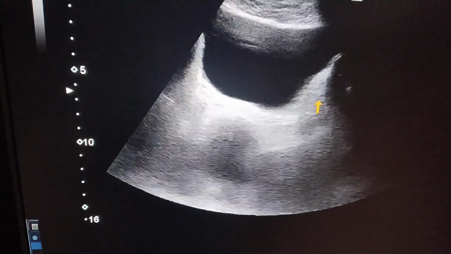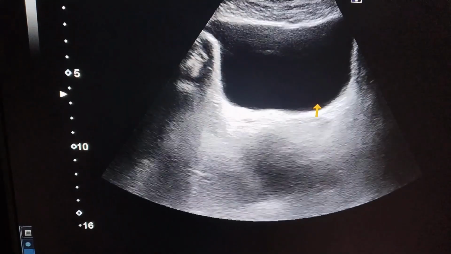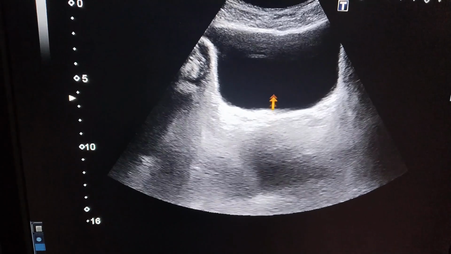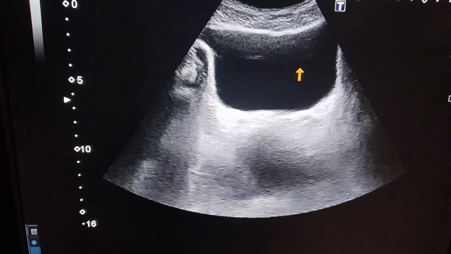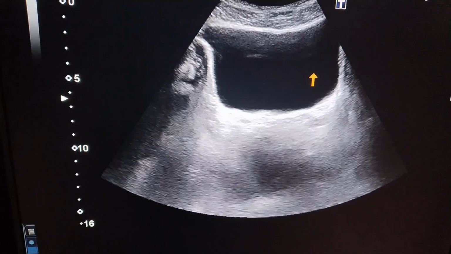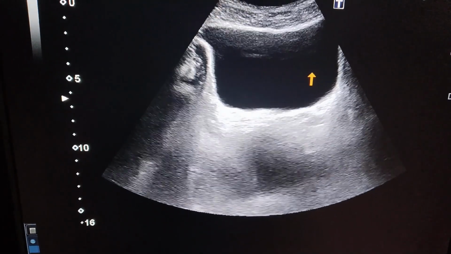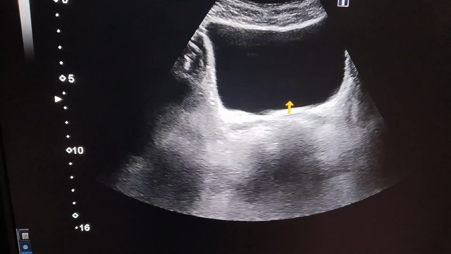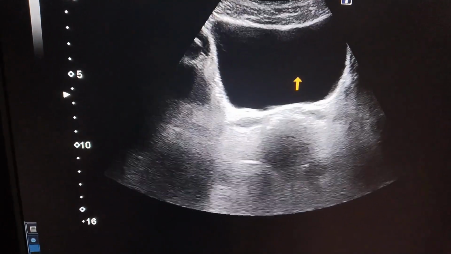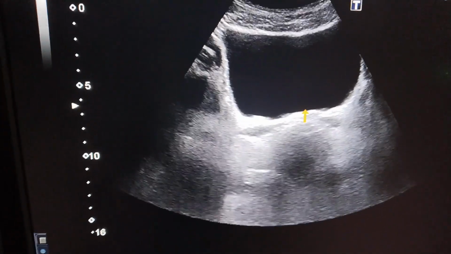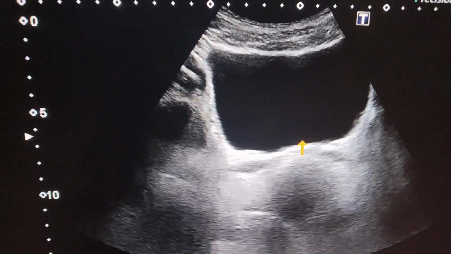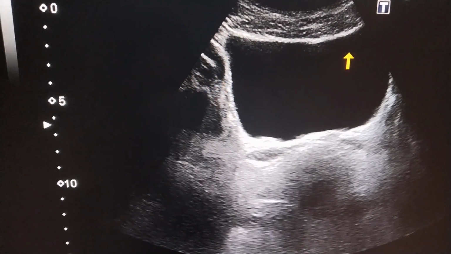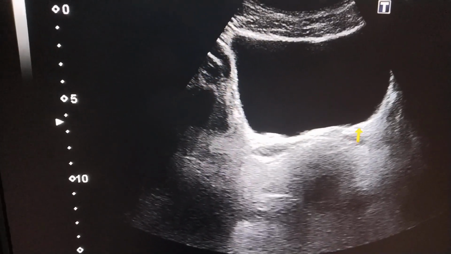Now I am again going to scan it in the transverse direction. When we make the transverse direction, it is a rectangular shape. Okay, again, one thing I am forgetting. When we place the probe in this direction, we can appreciate the VUJ.